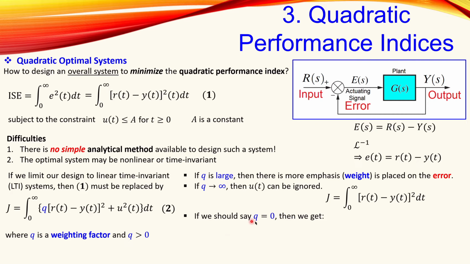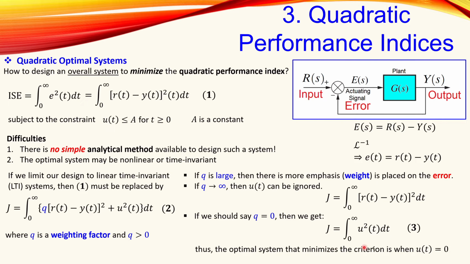But if you take the Q as 0, so you actually make this 0, then the performance index J here will simplify to integration from 0 to infinity of the u squared. So we have now two extremes. One of them is infinite, the other one is exactly 0 for the Q. Now let's call this equation number 3. What happens? The optimal system in this case that minimizes the criterion is when the u is 0. That is sort of logical because we want to have also the actuating or the error 0. And that's what you get when you don't put too much weight on that error.